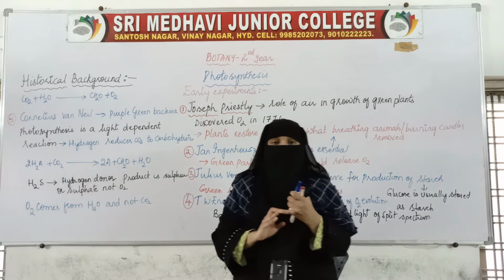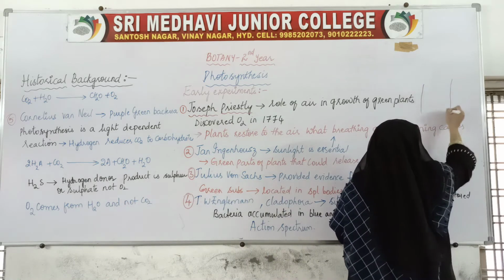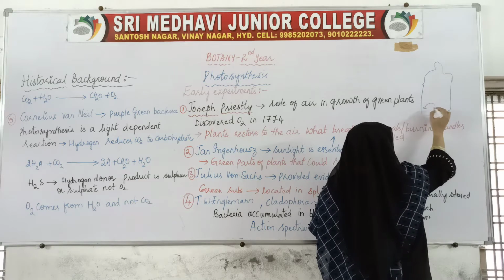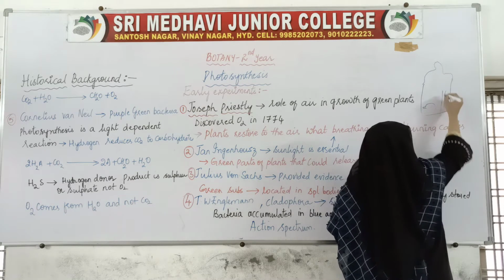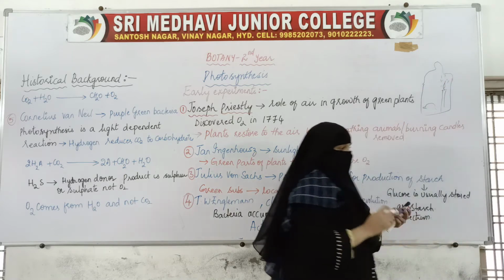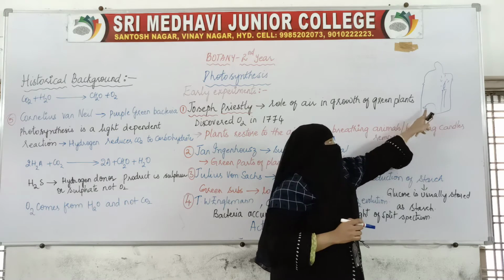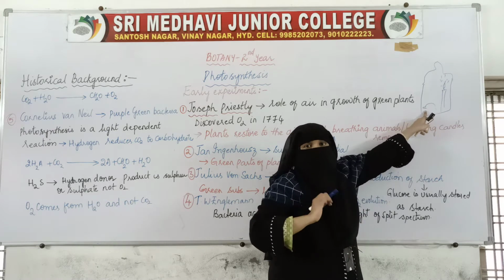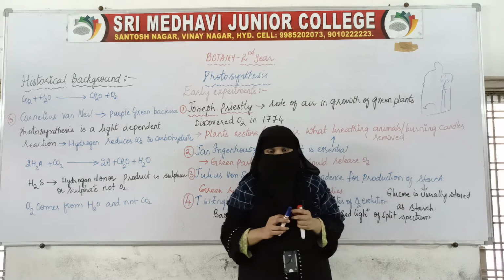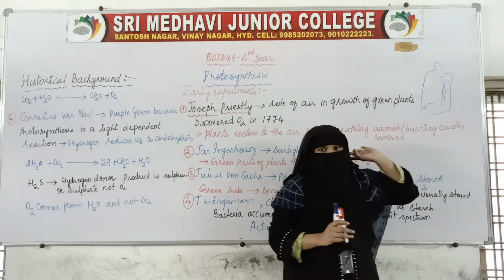He did this in a setup where he took a closed bell jar, with a mouse and a burning candle inside. He kept it set up for some time. Afterwards, the mouse, which was alive some time before, died, and the candle which was burning was also put off.